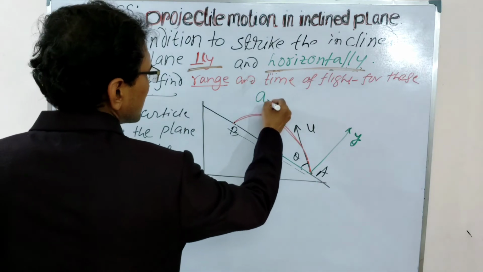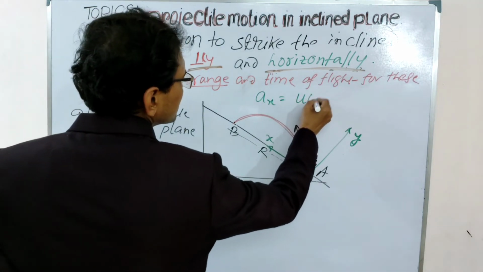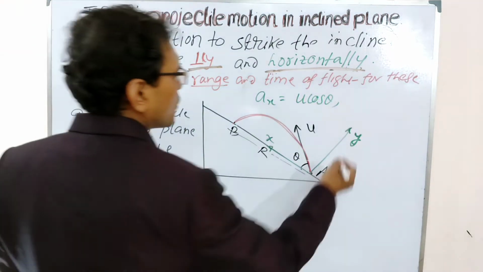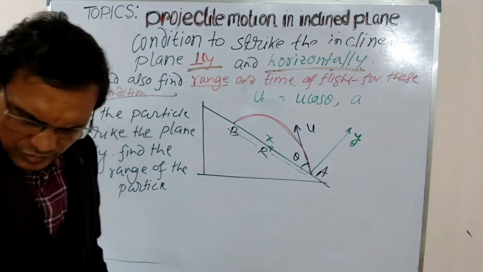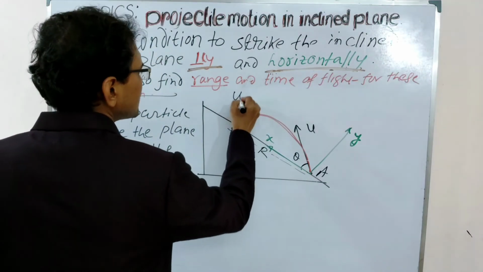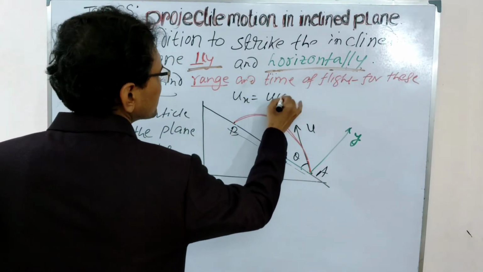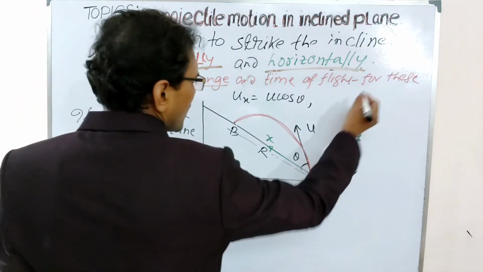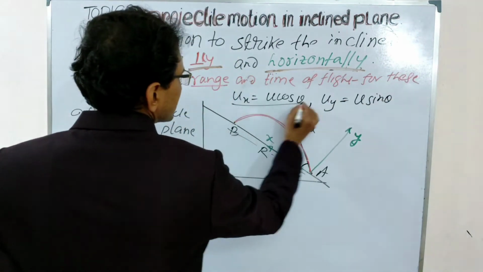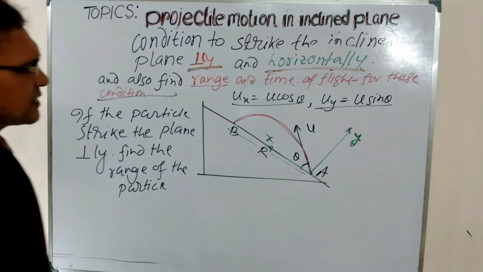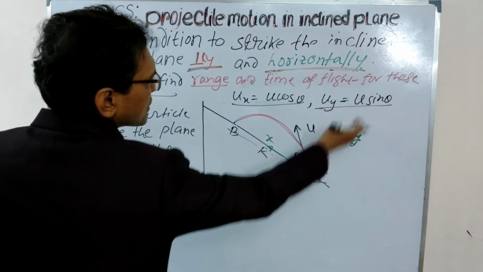Now we first resolve the velocity. Velocity along the x direction is obviously the initial velocity u cos theta, and uy equals u sin theta. Understand? Very simple things. ux equals u cos theta, uy equals u sin theta.